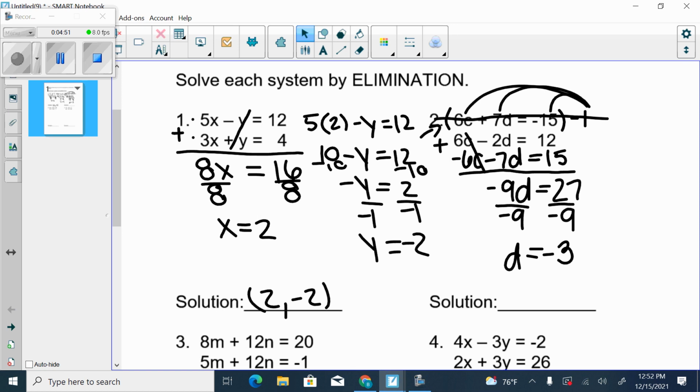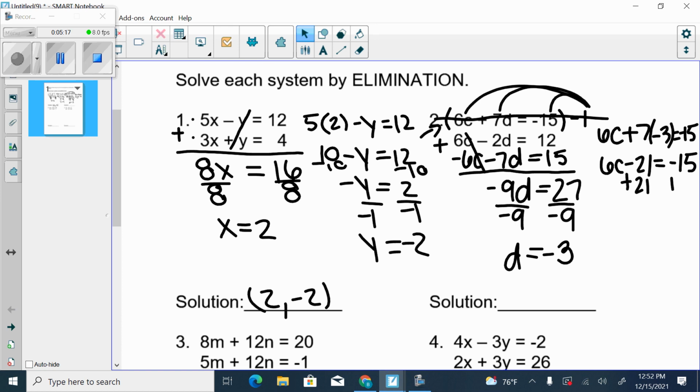So I'll have 6c plus 7 times what am I replacing d with? Good. Equals negative 15. Okay, so what is 7 times negative 3? So I got 6c minus 21 equals negative 15. Then what? Add 21. So 6c is equal to, okay.